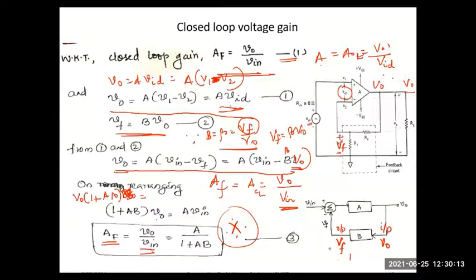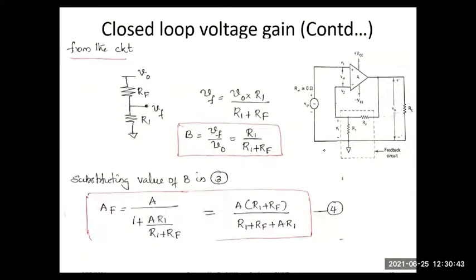1 plus A beta is called the desensitivity factor, and you can clearly see the voltage gain with feedback is less than the voltage gain without feedback because it is getting decreased by this factor 1 plus A beta. As we know earlier, whenever we give negative feedback in a circuit, the gain decreases, and we have proved that. So now let us go for an in-depth analysis of our non-inverting amplifier, or the voltage series feedback amplifier.